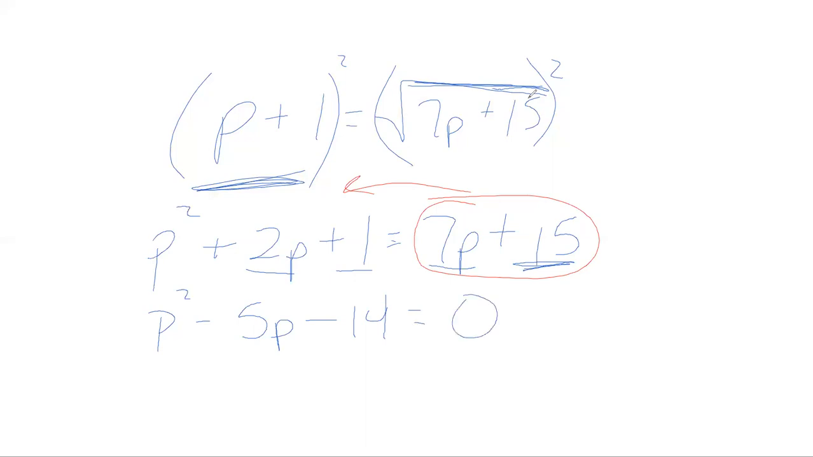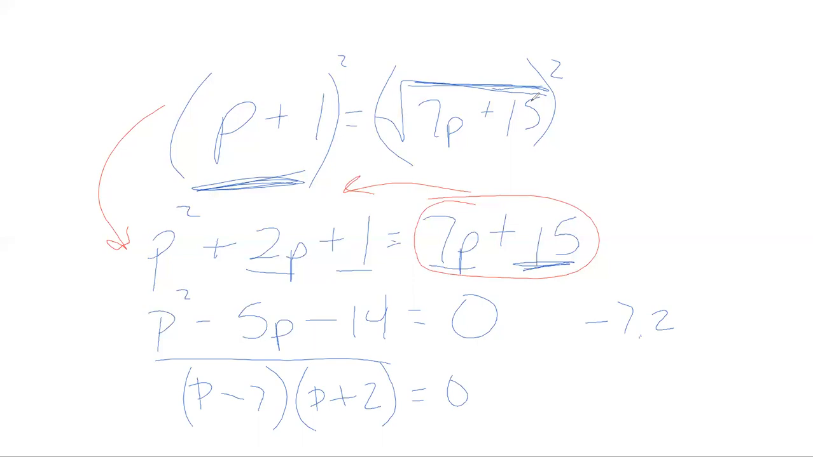So there was a little extra step there in the foiling part, but really it turned out the same way. We still got a quadratic that we have to factor, or we could use the quadratic formula. There are factors of -14 that add up to -5: -7 and 2. So I get p minus 7 and p plus 2 equals 0. What are the two answers? I do the opposite of those, so I get p equals 7 and p equals -2.